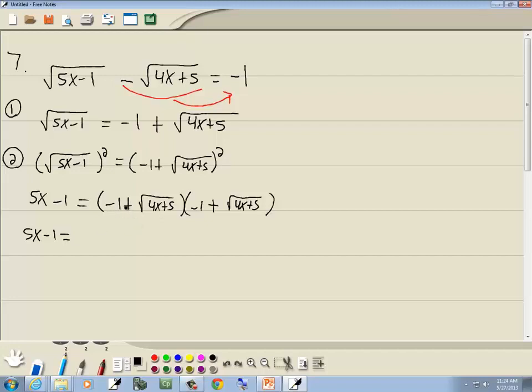Well, now I'll FOIL this, multiply everything together. Negative 1 times negative 1 is 1. Negative 1 times square root of 4x plus 5 is negative square root of 4x plus 5. Square root of 4x plus 5 times negative 1 is negative square root of 4x plus 5. And square root of 4x plus 5 times square root of 4x plus 5 gives me 4x plus 5.